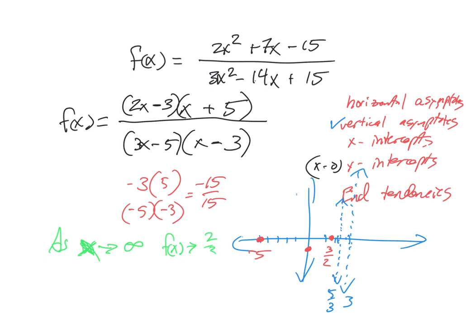Approaches 2/3. So way out here, if 1 is right here, it's approaching 2/3 as my function. And since it doesn't cross the x-axis, it probably started up here and came down here and is approaching 2/3.